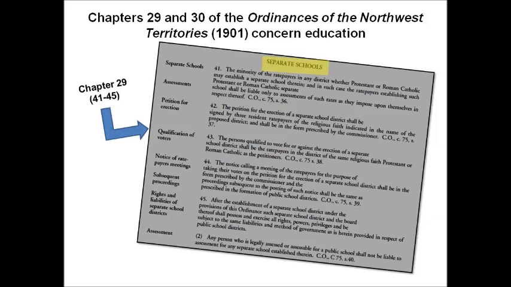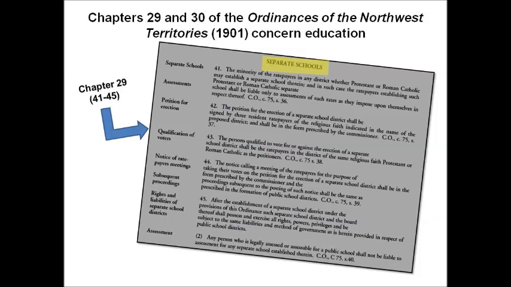So in other words, right since its beginnings, really, the Northwest Territories has had protections for separate schools. So when Alberta and Saskatchewan were carved out of the Northwest Territories, those original protections for separate schools, they entered into Confederation with those in place, see?